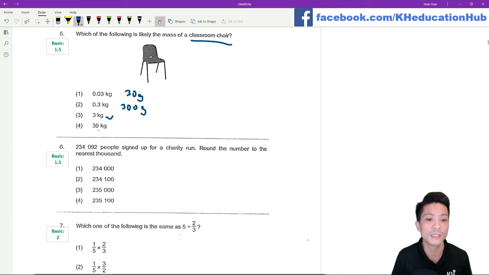3 kg most likely. Okay, if it's 30 kg, it's too heavy, right? A primary 6 kid is probably around 30 kg. So 30 kg is too heavy to be a classroom chair.